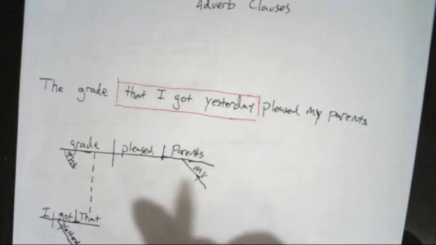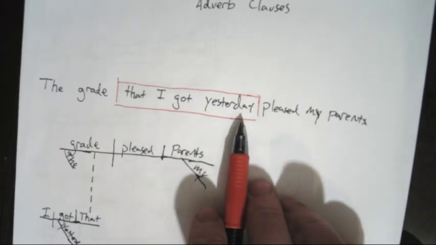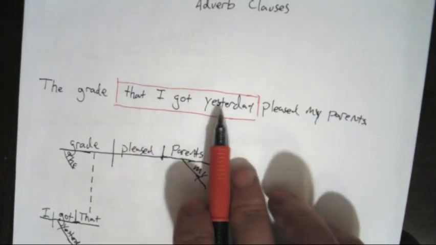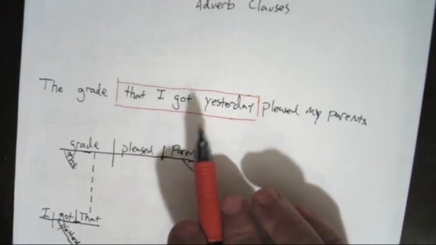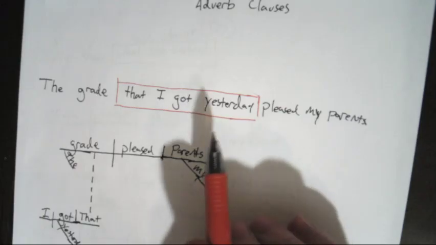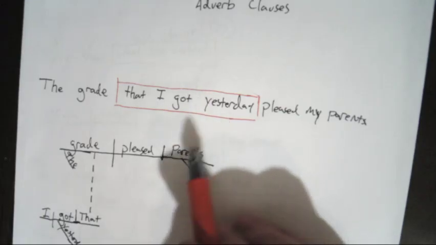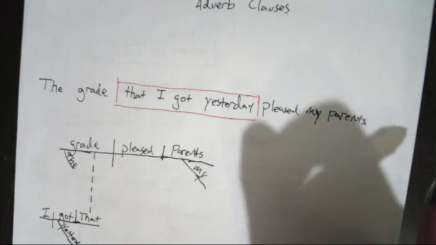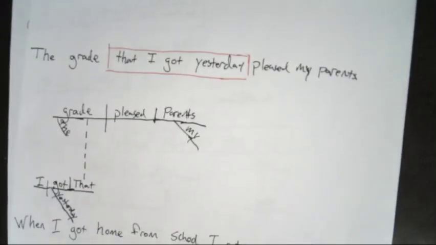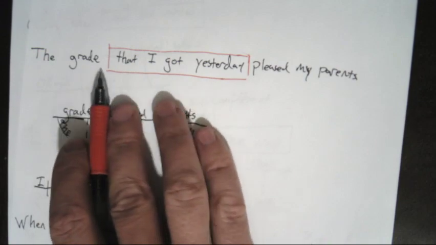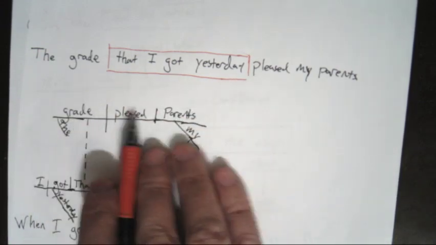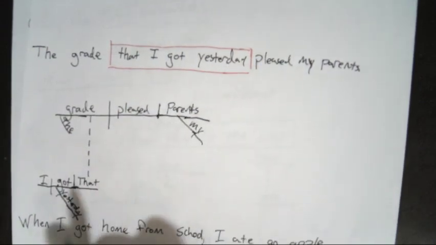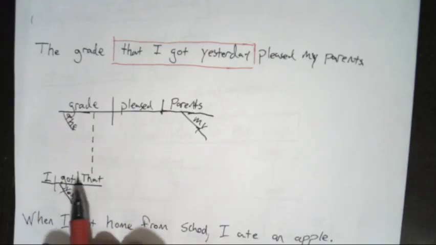So when you take your test, I would like to see you guys circling or underlining or putting a square around, somehow showing that you have found the clause. Because if you get something wrong, that'll show me where you're having a little bit of trouble. All right, so the grade that I got yesterday pleased my parents. The grade pleased my parents. Easy enough. I got that yesterday.